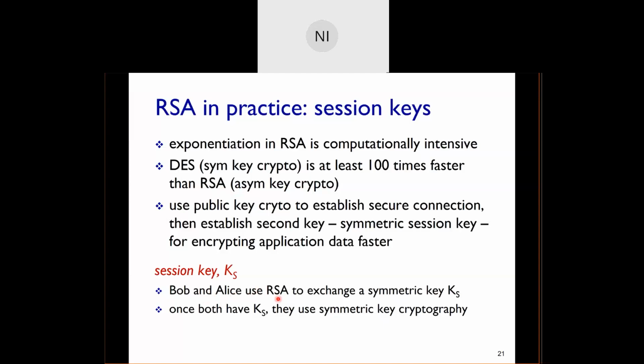So in summary, both Alice and Bob use RSA to exchange a common symmetric key, that is KS. Once both of them have KS, they start using KS for secure communication. That way, asymmetric cryptography is only used to exchange KS. Afterwards, we still use the symmetric key. That way, we are using both symmetric key cryptography and asymmetric key cryptography in modern communication systems.